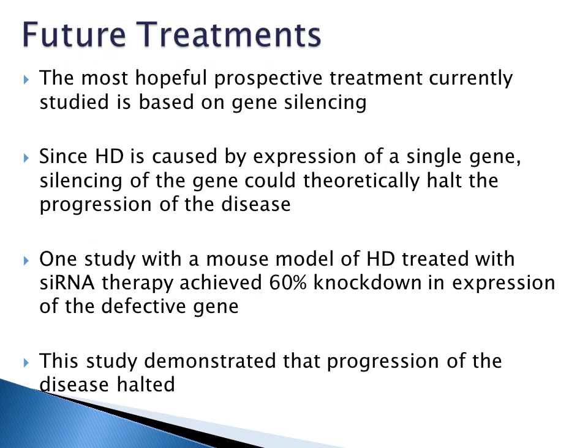The most hopeful future treatment is based on gene silencing. Since Huntington's disease is caused by expression of a single gene, silencing of the gene could possibly halt the progression of the disease. There is a study done on a mouse model of Huntington's disease treated with a silencing RNA, and this achieved a 60% knockdown in the expression of the defective gene. This study showed that the progression of the disease is halted. It's not completely stopped, but it is halted.